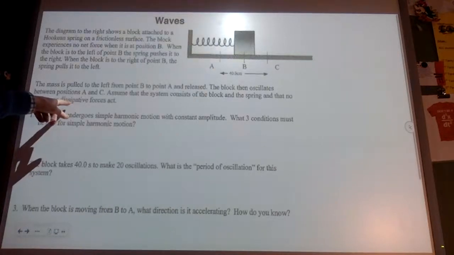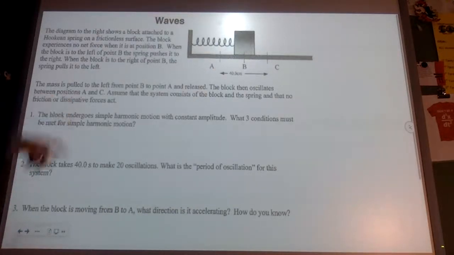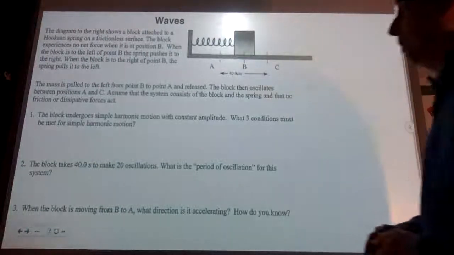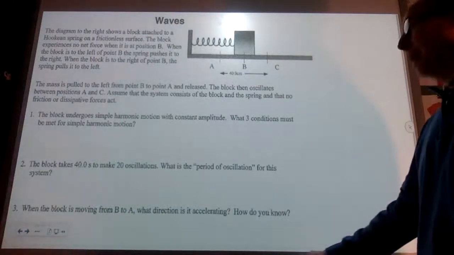So dissipative forces would be non-conservative forces like friction and air resistance. The block undergoes simple harmonic motion with constant amplitude. What three conditions must be met for simple harmonic motion?